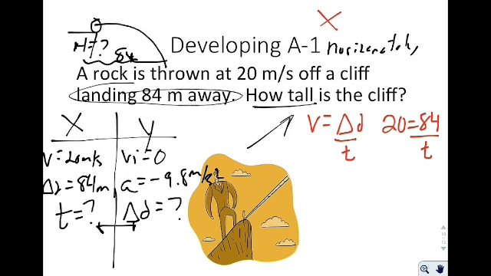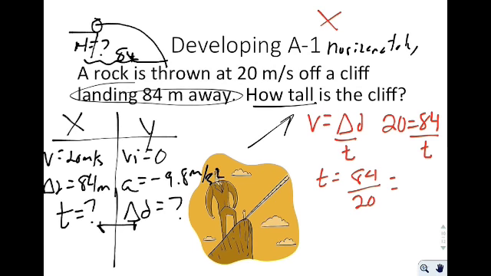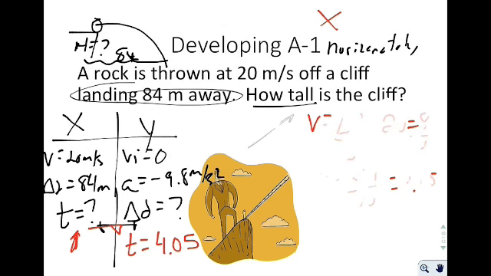And when you do that, you end up getting a time of roughly, well, let's write it out, 84 divided by 20, which is roughly 4.05. So when you get 4.05 seconds, remember that's the horizontal time, but that time crosses over. So now I have the time in the vertical direction to be 4.05 as well. Okay, I'm going to erase just to make a little bit of room. But now we're going to go ahead and use the y direction to solve for the height.